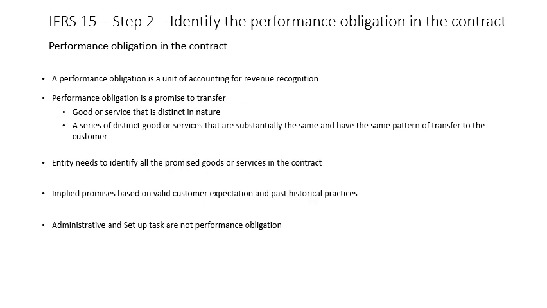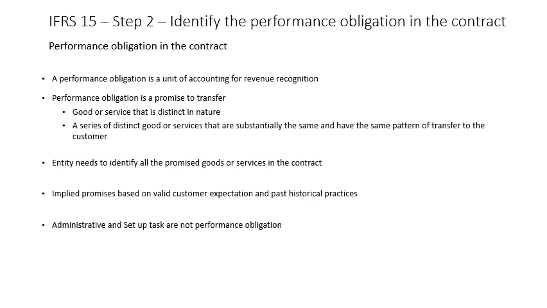These goods and services can be explicitly mentioned in the contract, or it could be an implied promise. Now, what do we mean by implied promise? An implied promise is something which is not mentioned in the contract and cannot be easily identified. It is an established business practice that creates a valid and reasonable expectation that the entity would transfer certain goods or services to the end customer. So, if there is a valid expectation from a customer perspective based on historical practices, then it becomes a performance obligation as per the new standard.